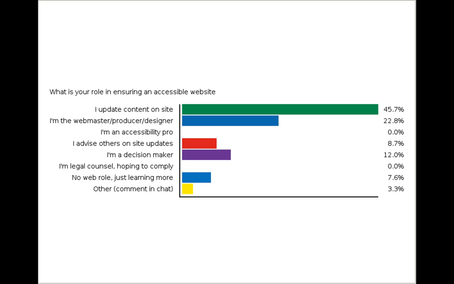Okay, we're going to skip to the results. And interesting, so most of you are updating content on the site. Quite a few webmasters out there, welcome. And we have some decision makers, we love that. And we have a few folks who have other reasons, looking forward to finding out what those are. So I'm going to close the poll.